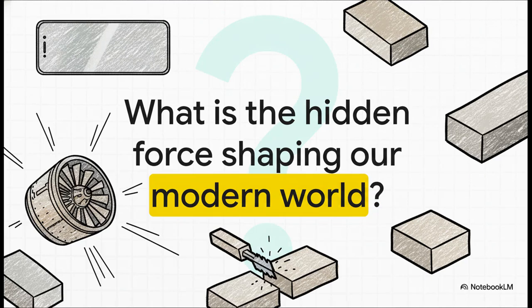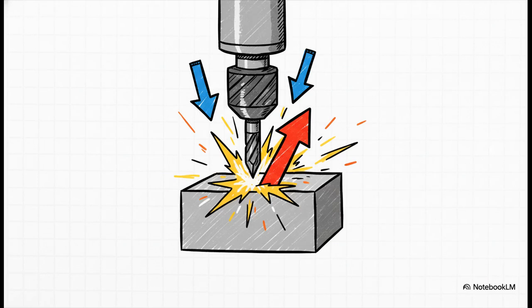I mean, really think about it for a second. That sleek metal case on your smartphone or those unbelievably complex parts inside a jet engine. They don't just pop into existence. They are literally sculpted out of solid blocks of metal. So what is it? What is that fundamental, hidden force that lets us shape our entire world with such mind-blowing accuracy? Well, it's called cutting force, and it's exactly what it sounds like.